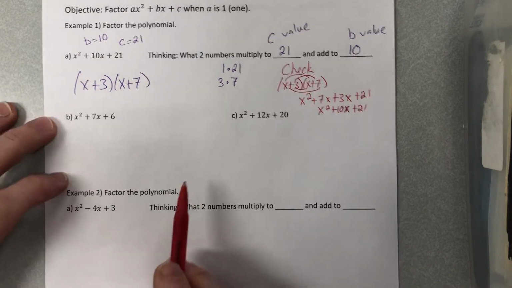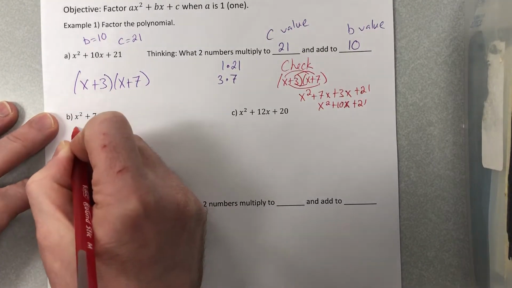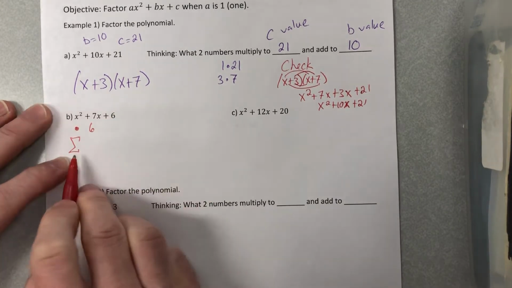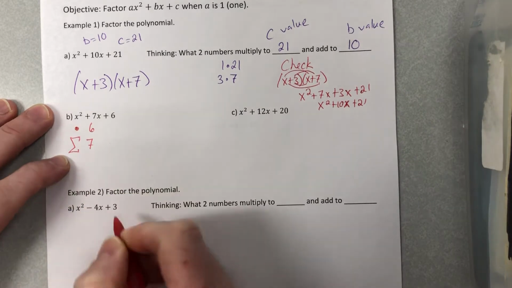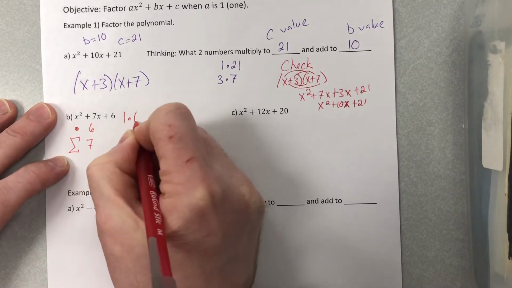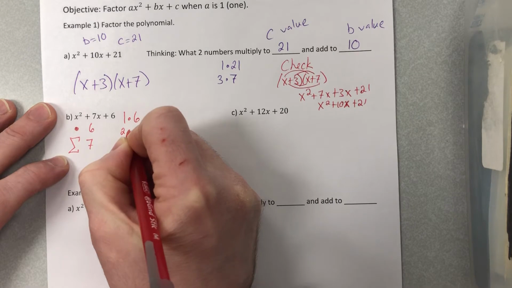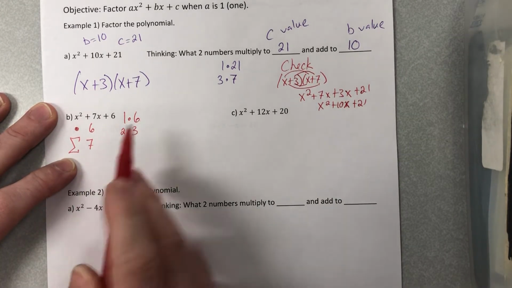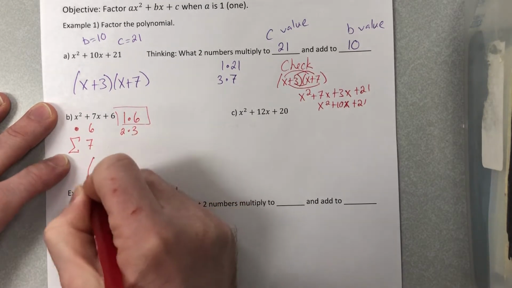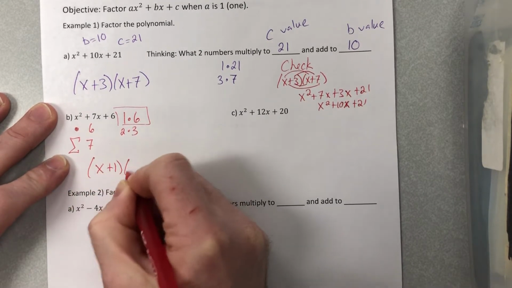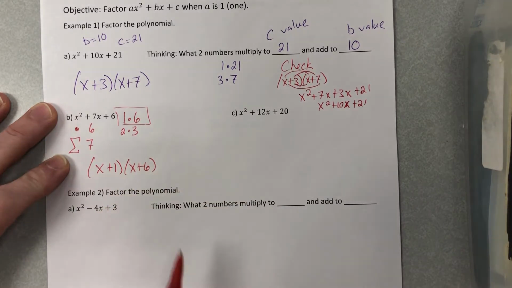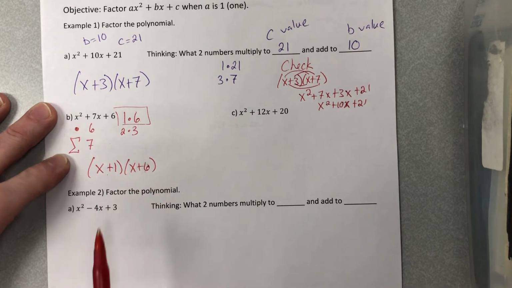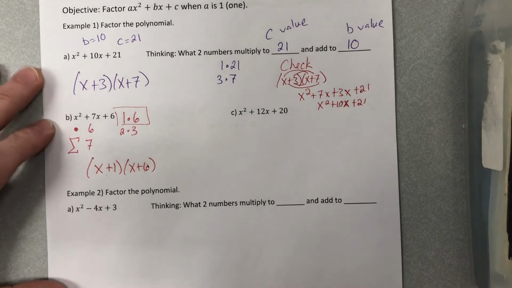If we look at example B, we need to multiply to 6, and this is a summation sign, add to 7. Well, what are our factors of 6? 1 and 6, and 2 and 3. Well, which numbers multiply to 6 and add to 7? 1 and 6. So we'd have x plus 1 times x plus 6. Please understand that how you write the 1 and 6 does not matter. The signs of what's inside the parentheses are important here.